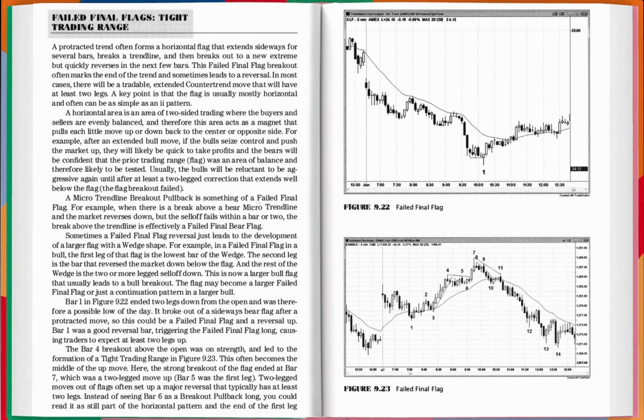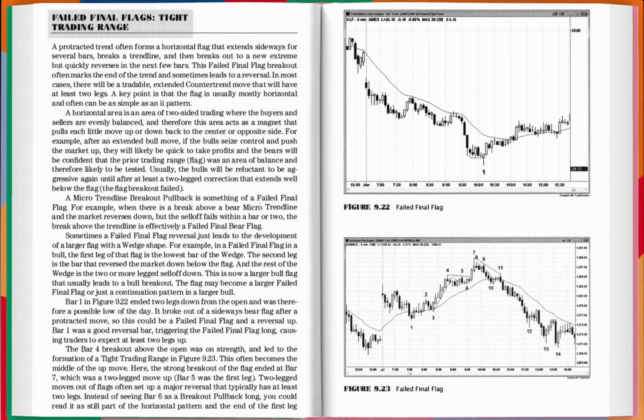A key point is that the flag is usually mostly horizontal and often can be as simple as a Roman 2 pattern. A horizontal area is an area of 2-sided trading where the buyers and sellers are evenly balanced, and therefore this area acts as a magnet that pulls each little move up or down back to the center or opposite side. For example, after an extended bull move, if the bulls seize control and push the market up, they will likely be quick to take profits, and the bears will be confident that the prior trading range, flag, was an area of balance and therefore likely to be tested.